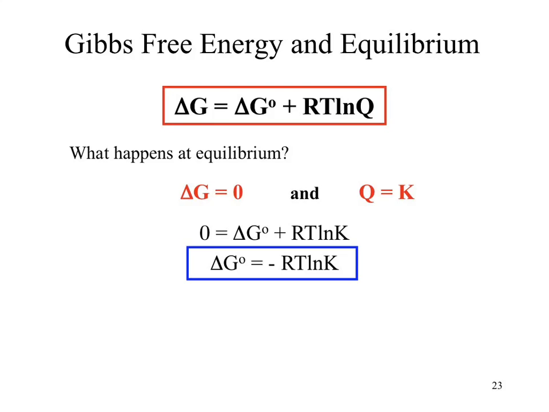This way, if we don't know the delta G for our overall reaction, or we don't know our equilibrium constant, but we were able to determine our delta G at standard states, we can now solve for our equilibrium constant.